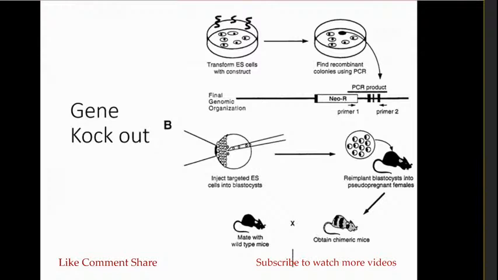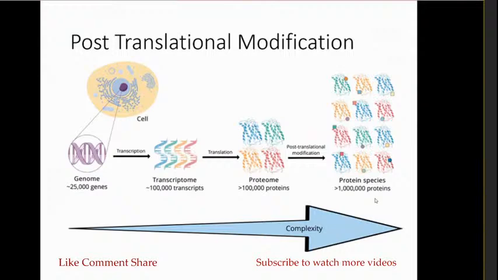So here some character is blocked, only the colors alone are expressed. Okay, after that, one topic is post-translational modification.